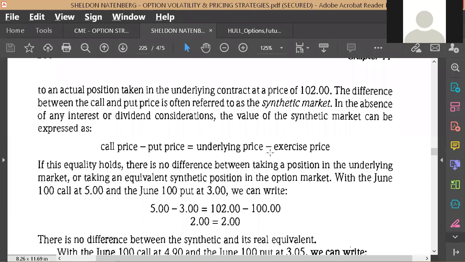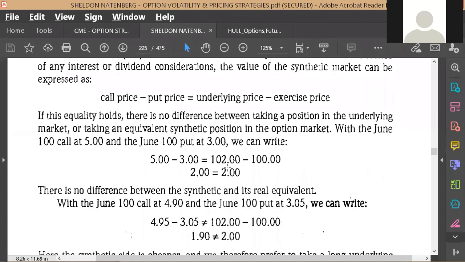That's what he's saying here in the book. You can read the book and see. The second statement he's making: first he's defining the synthetic market, and then he's saying the fair value of the call price minus put price, the LHS, should be equal to underlying minus exercise. Now let's see why the statement is correct. That's what he's saying.